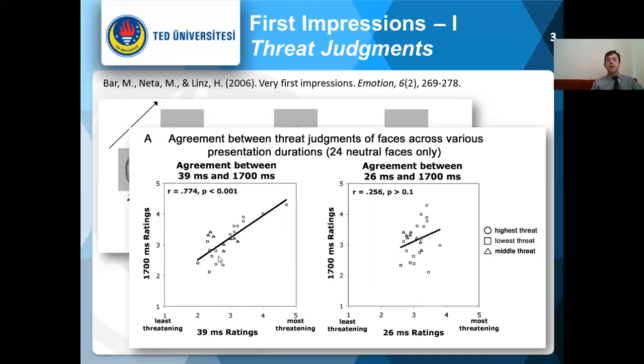So what did we learn out of this experiment? We learned that the very first impressions are achieved in 39 milliseconds. This is 4 times shorter than a blink of your eye.